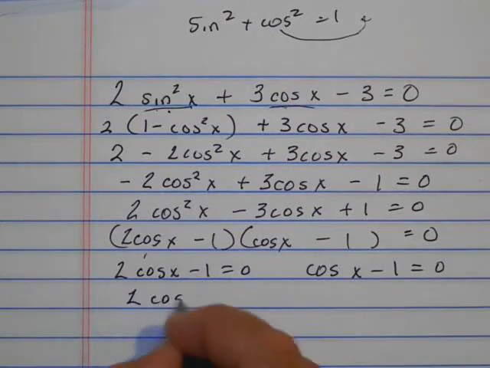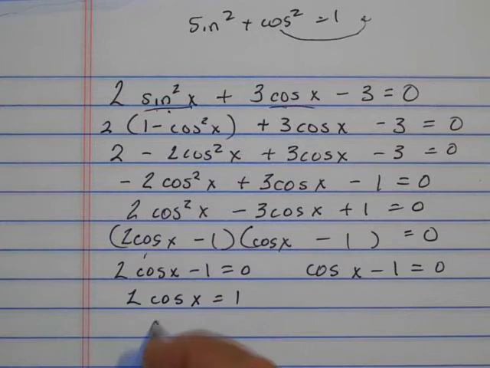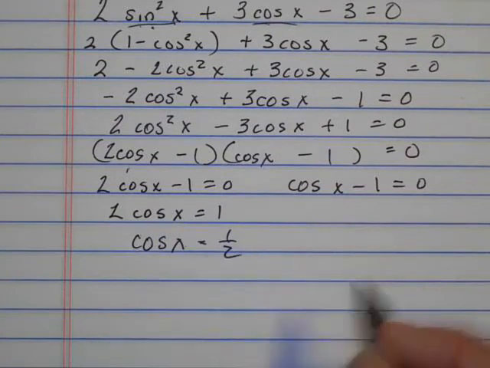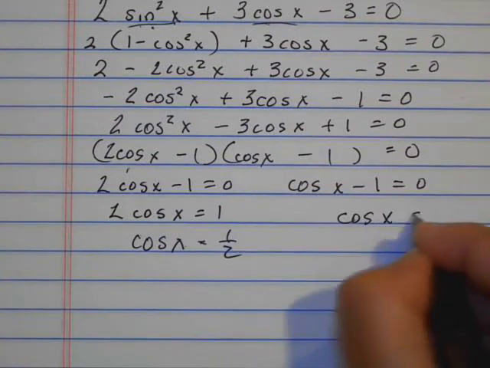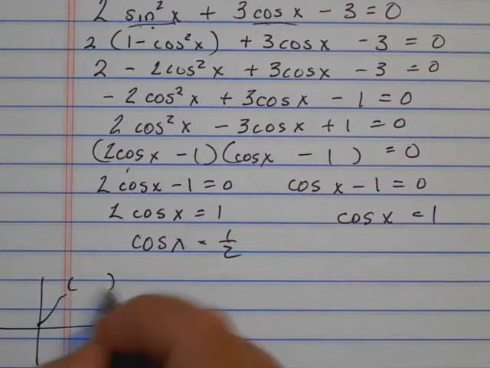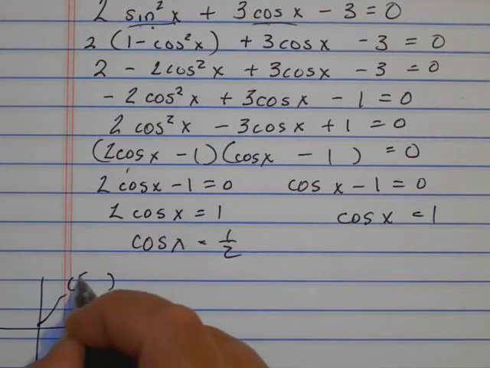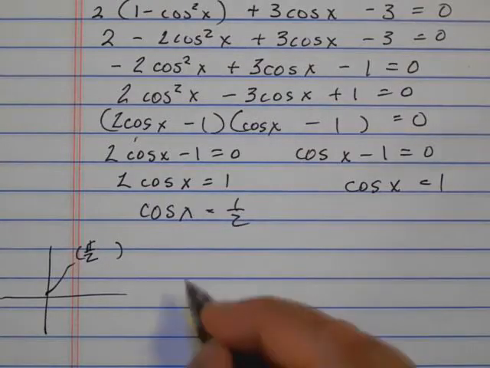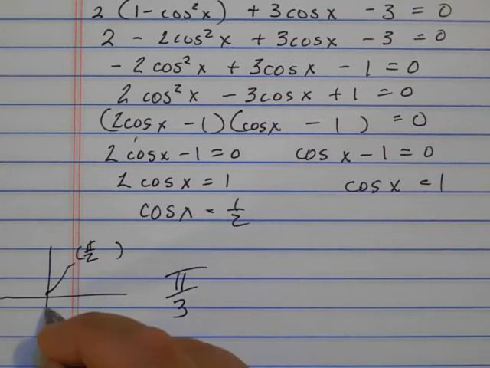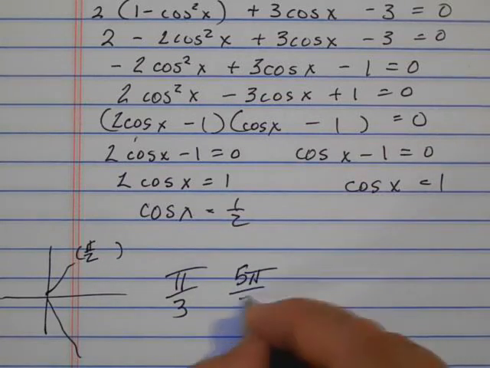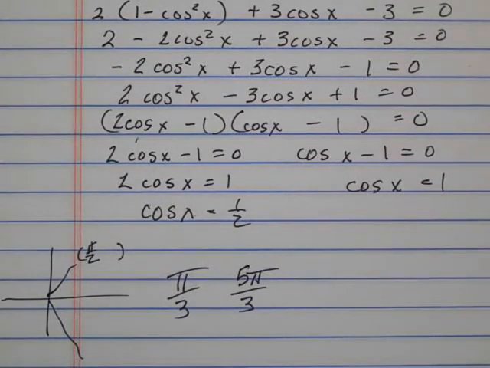So 2 cosine x equals 1, or cosine x equals 1/2, or cosine x equals 1. So if you think about on your unit circle, the place where the first term is 1/2, it's right there at pi over 3. It's also going to happen down here at 5 pi over 3. You can find that by looking at your unit circle.